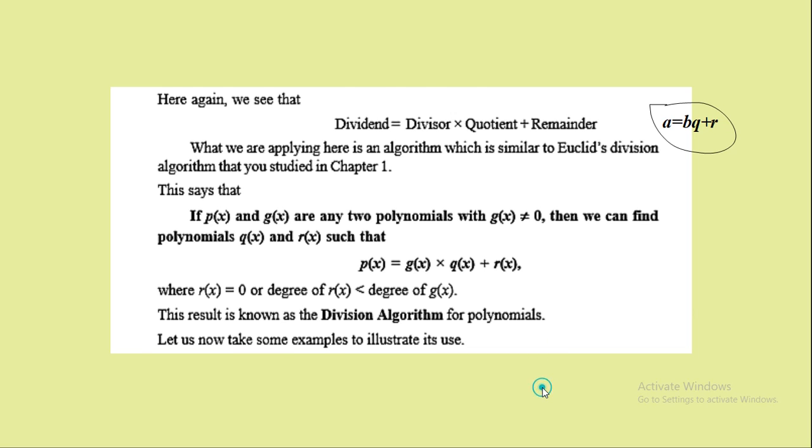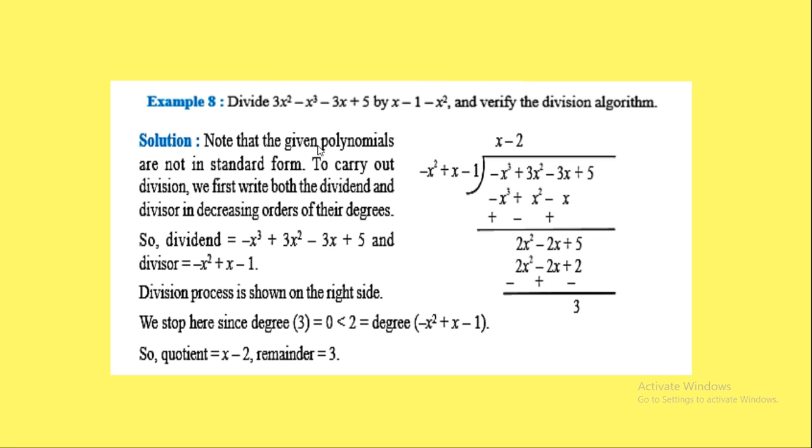Next we can take an example to verify the division algorithm. Here we have the cubic polynomial 3x square minus x cube minus 3x plus 5. This is a cubic polynomial and it is not in the standard form. We have to change it to the standard form, that is minus x cube plus 3x square minus 3x plus 5. And here we are going to divide this by a quadratic polynomial, minus x square plus x minus 1.